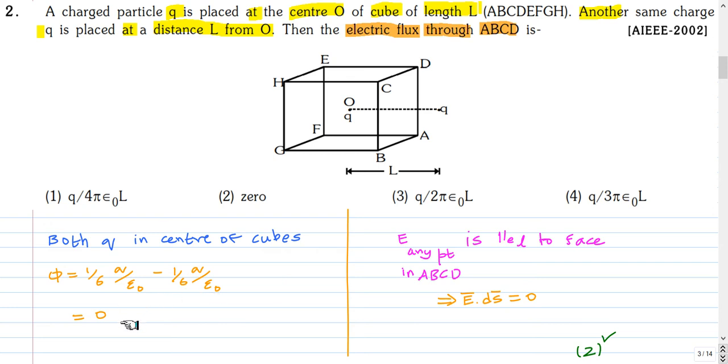Another way of getting this answer is the electric field at any point on this face ABCD will be parallel to the face. Suppose I take a point on this face, the electric field due to this Q will be in this direction, and the electric field due to this outside charge Q will be in this direction. So the net electric field due to these two charges, the normal component will cancel.